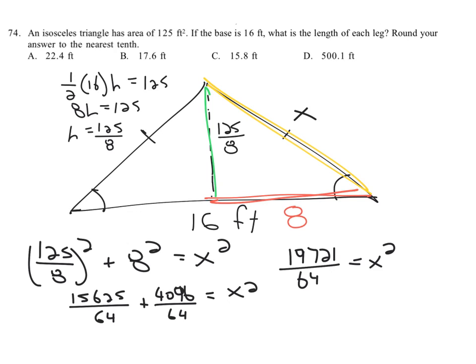And I'm actually going to do this number divided by 64, and it works out to be 308.14. It's approximately equal to x squared, and when we square root that, we get 17.55. It's approximately equal to x, and if they ask us to round it to the nearest tenth, we've got 17.6 feet. Okay? Big idea there is to take the area and use that to find the height.